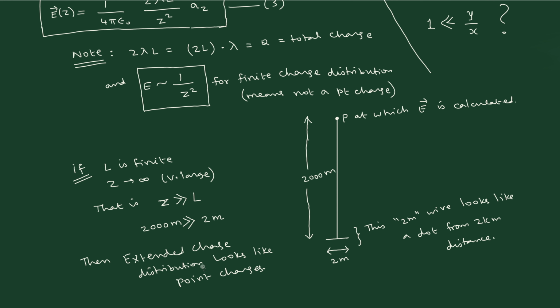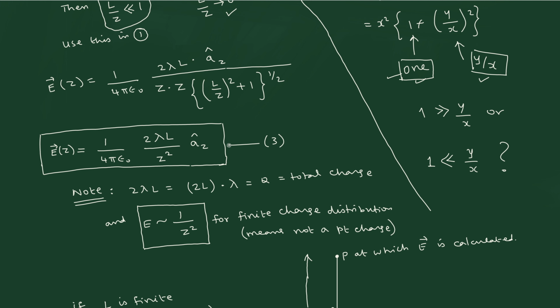And therefore, since it is looking like a point charge, you again go back to Coulomb's law, namely the electric field is inversely proportional to R square. That's what you are having as the result. So our final result is equation number 3. Equation number 3 is the final result corresponding to the situation where the length of the wire is finite and Z is very large. Practically, we are going far away from the wire. In such a situation, the electric field behaves like a point charge only.